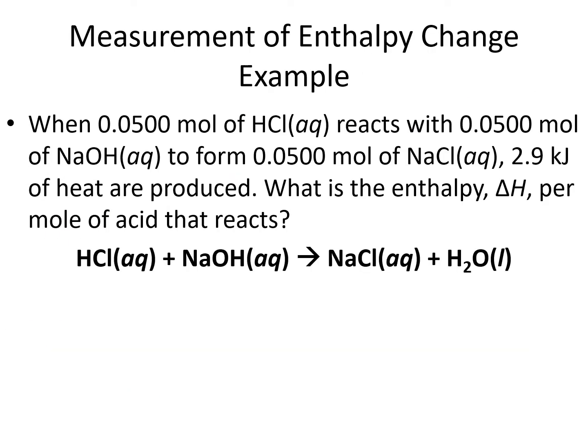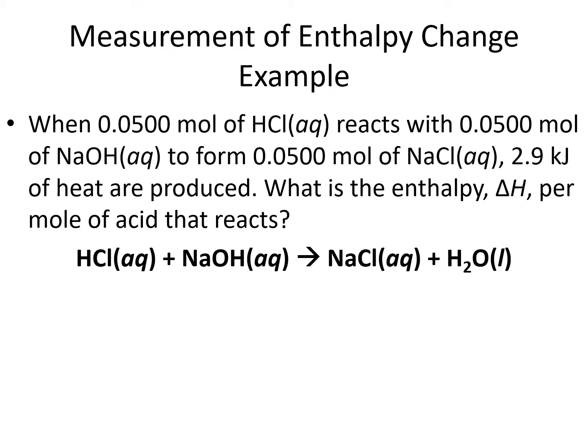Here's an example of a calculation we can do to find enthalpy change. We have an equation given to us in the problem of hydrochloric acid reacting with sodium hydroxide to make sodium chloride and water. We're told that when 0.05 moles of HCl reacts with 0.05 moles of sodium hydroxide to form 0.05 moles of sodium chloride, then 2.9 kilojoules of heat are produced. We want to find the enthalpy per mole of acid that reacts.